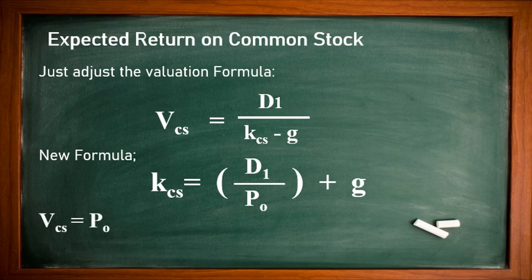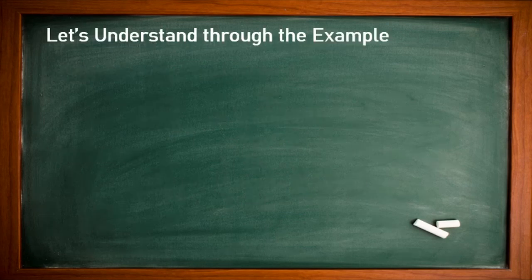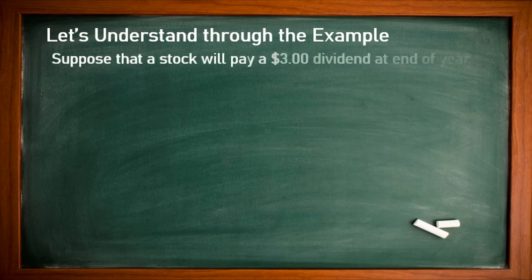Here, what we say is just the replacement of VCS with P0, because as I told you, whether we are calculating the value of the bond or the price of the common stock, both are equal. So this is just a replacement in the formula. Again, for more understanding, please come with me. Let's understand through an example. As always, I'm telling you, this is a repeated word.